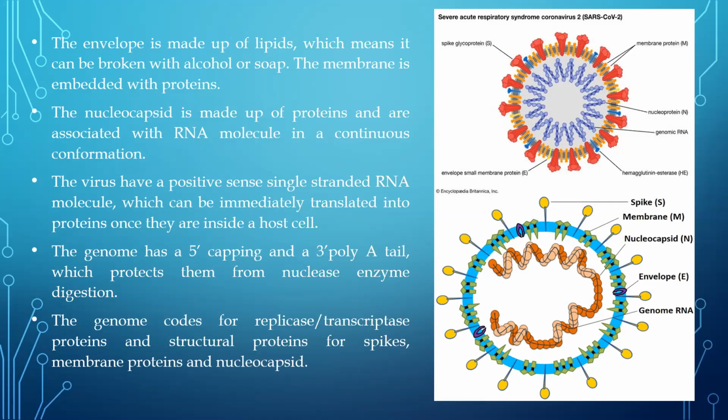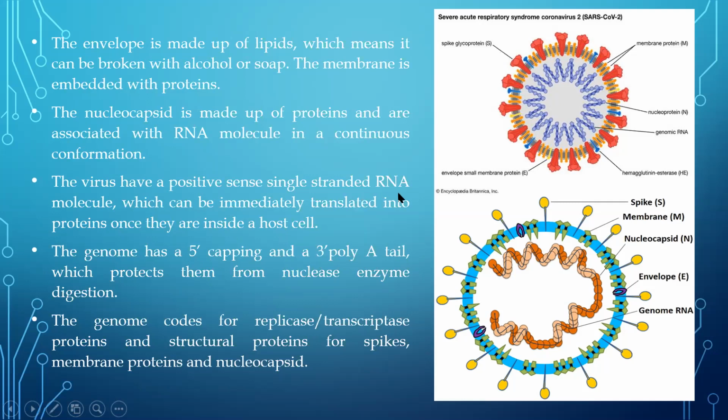Now, since this RNA molecule of coronavirus has these modifications like capping at the 5' side and poly-A tail at the 3' side, this is going to give protection to the viral RNA against nucleic acid digestion once it enters inside the host cell.